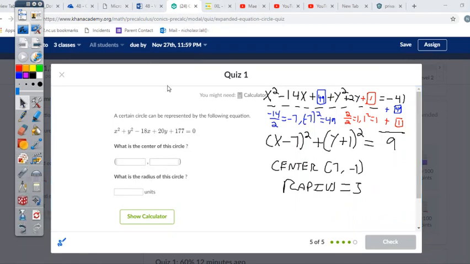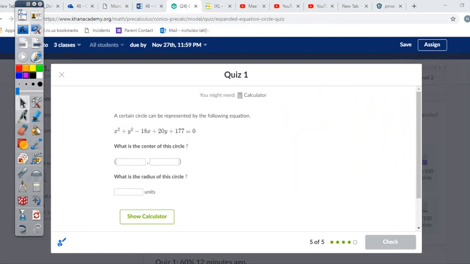A certain circle can be represented by the following equation. x squared plus y squared minus 18x plus 20y plus 177 is equal to 0. So we just need to find the center and the radius. So x squared minus 18x plus our complete the square term, plus y squared plus 20y plus our complete the square term, is equal to -177 plus our complete the square terms.